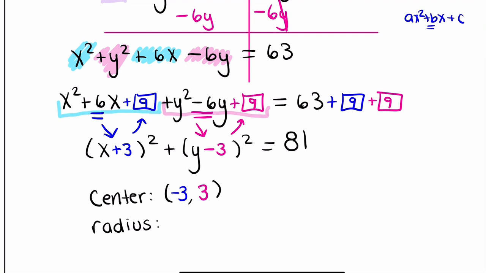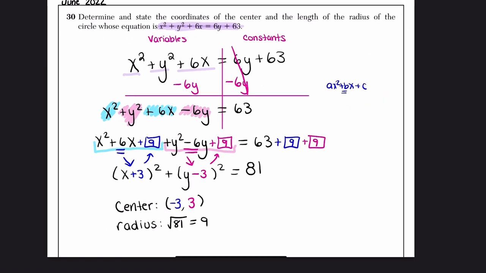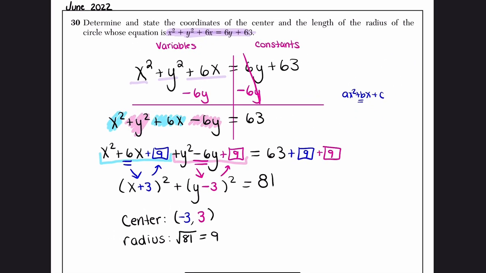And my radius is going to be not 81, but the square root of 81. Now, the nice thing about this compared to my last example is that it is a perfect square. 81 is a perfect square, so the square root is 9. Okay, so let's make sure I answered the question. Determine and state the coordinates of the center and the length of the radius of the circle whose equation is... And I think we did that.